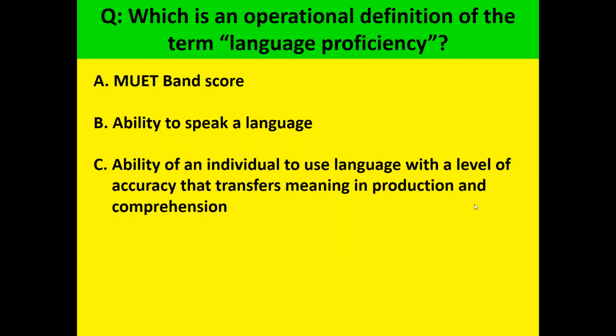the term. You can, of course, measure ability to speak a language using other language tests. You can choose to use the SPM English. You can choose to use TOEFL band scores. You can choose to use IELTS band scores. And those are operational definitions of the term language proficiency. But you cannot just give B and C, which are just conceptual definitions. So pay attention to the word operational.